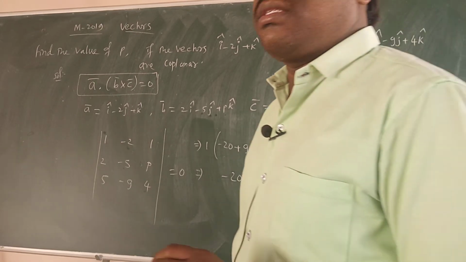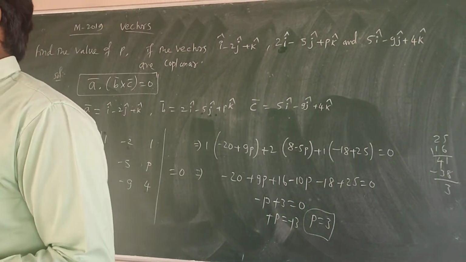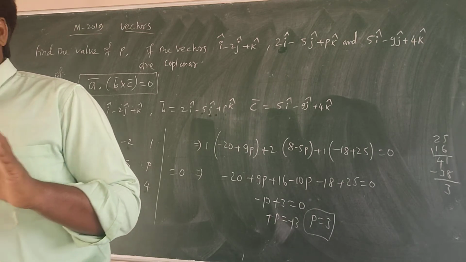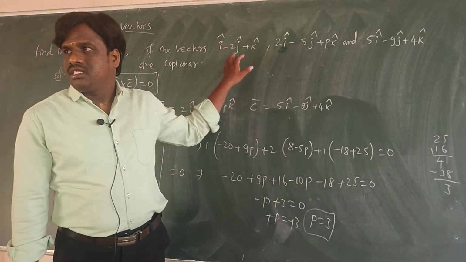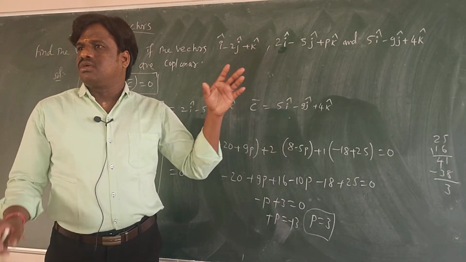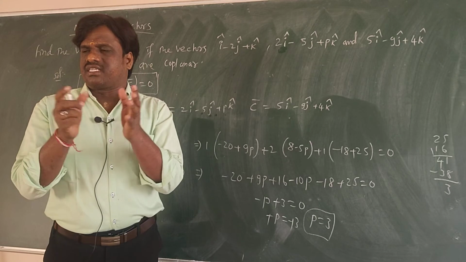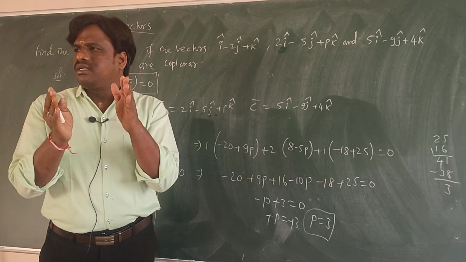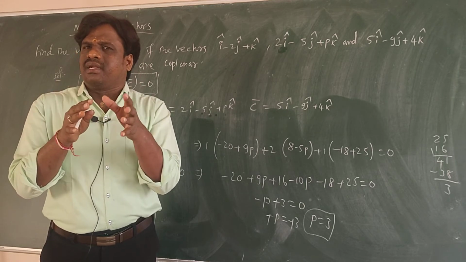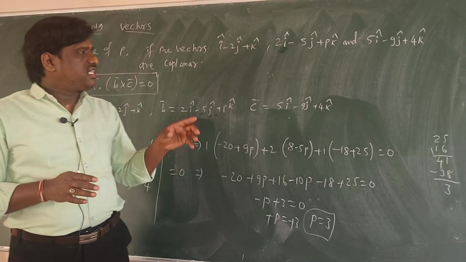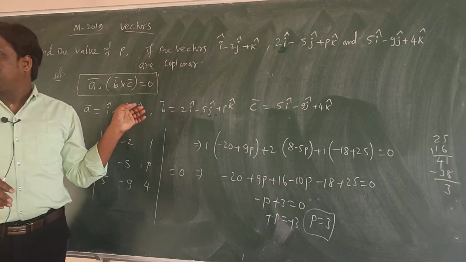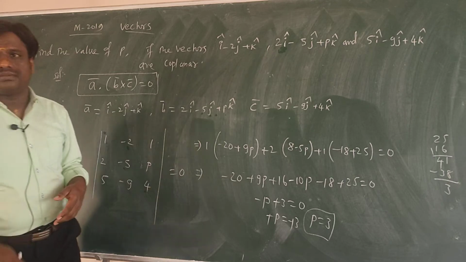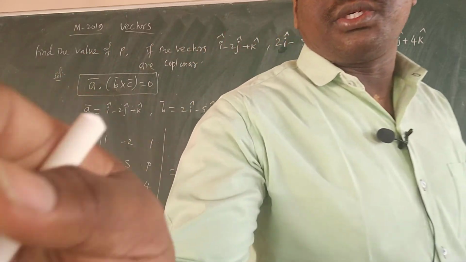The definition of coplanar: two or more vectors lie in the same plane or in a parallel plane. This board is a plane. The vectors staying on this board, two or more vectors lying in the same plane, are called coplanar. Here three vectors are lying in the same plane, so these three vectors are said to be coplanar. So we have to take the box as 0. Okay, let's see the next question.